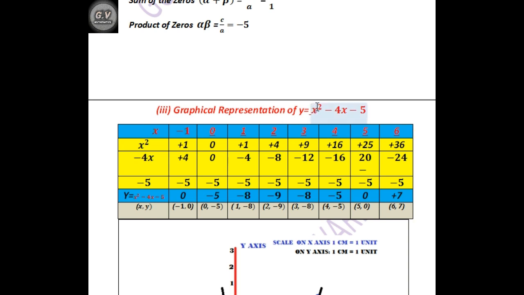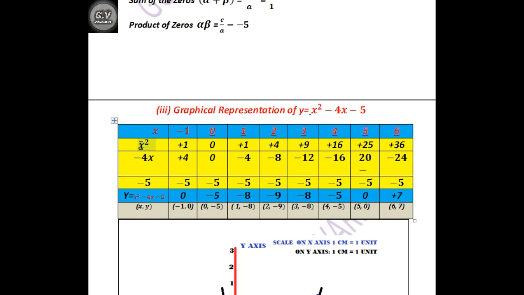Now we need to find the value of x square. Square of any integer is always a positive number. Minus into minus, plus. Plus into plus, plus only. So always the square of an integer will be positive only.